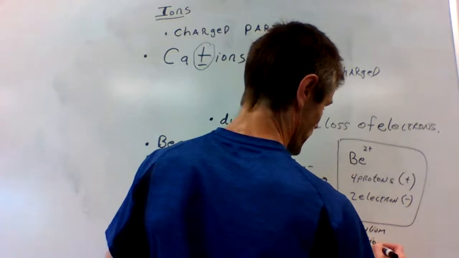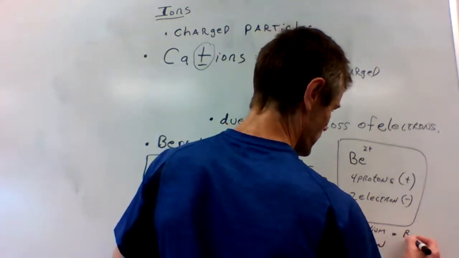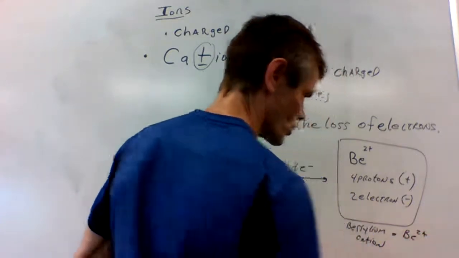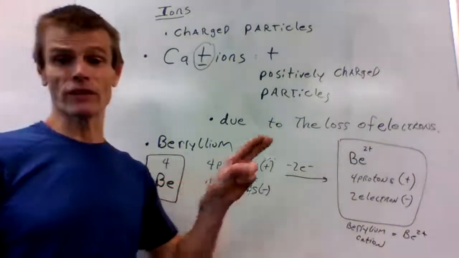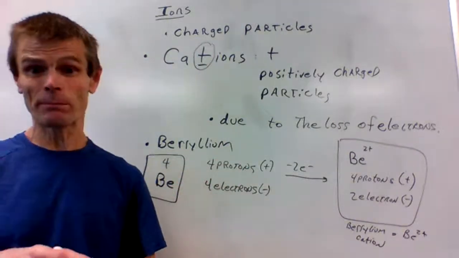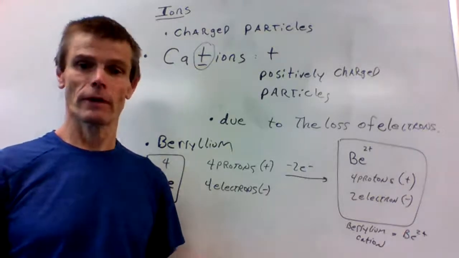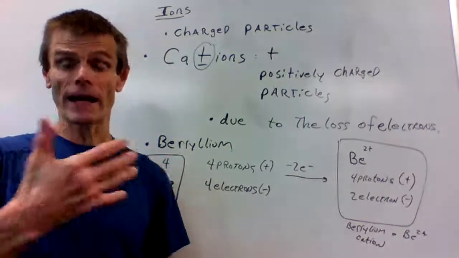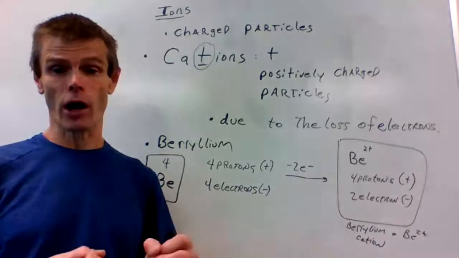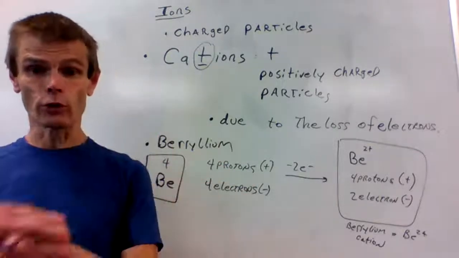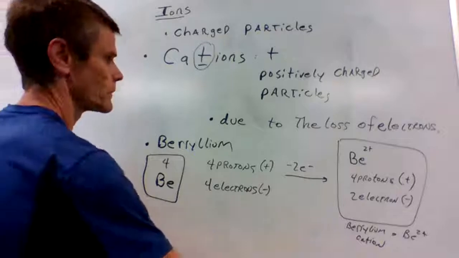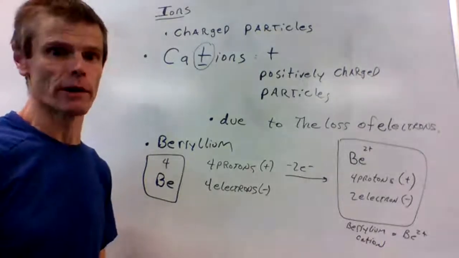And as we said, beryllium cation has a positive 2 charge because they have an additional number of protons in comparison to the number of electrons that surround their nucleus. And that's how we define a cation. Cations are caused by atoms that lose electrons, and they're positively charged.